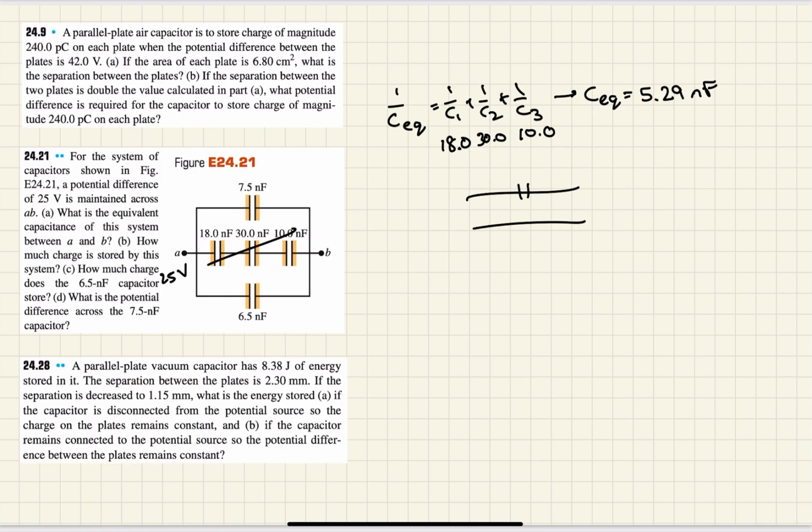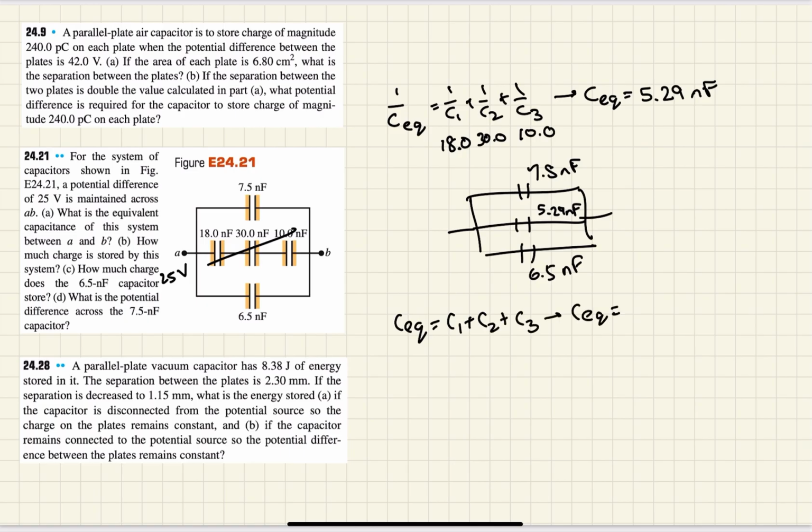Remember the nano. So you can replace all that with a capacitor. So let's redraw the circuit. We replace all those three capacitors in the middle with just one that's 5.29 nanofarads. This was 7.5 nanofarads and 6.5. So now it's in parallel, and we know in parallel you add them up. So it's C1 plus C2 plus C3, and so you just do 7.5 plus 5.29 plus 6.5, and you're going to get, if you use sig figs, 19.3 nanofarads. And so that's our final answer for part A.